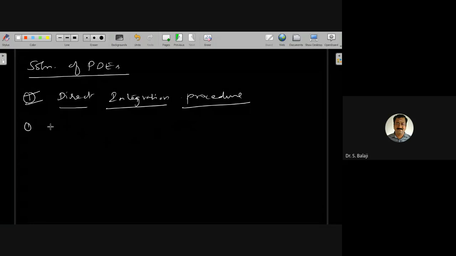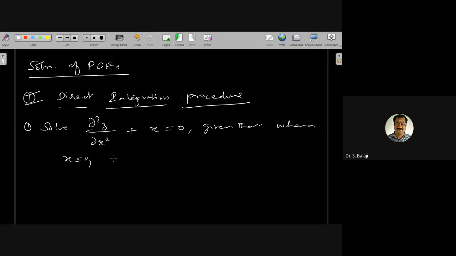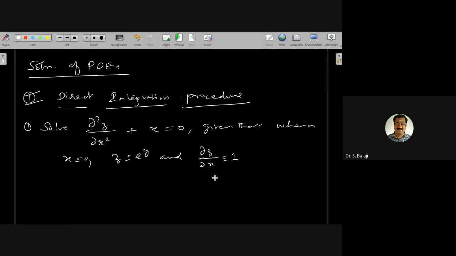First problem, take some simple problems here. Solve dou square z by dou x square plus x equal to 0, given that when x is equal to 0, z equal to e power y, and dou z by dou x is equal to 1.